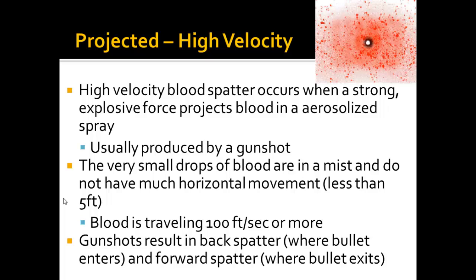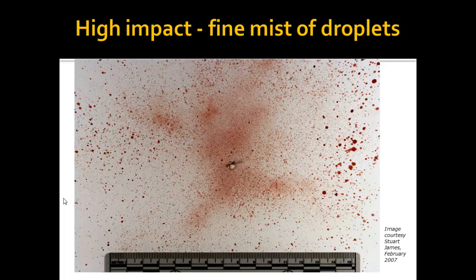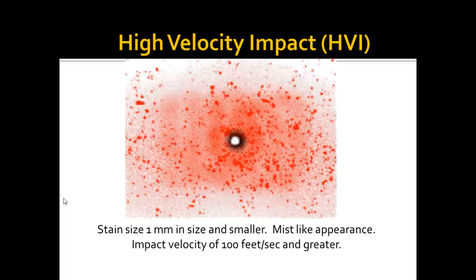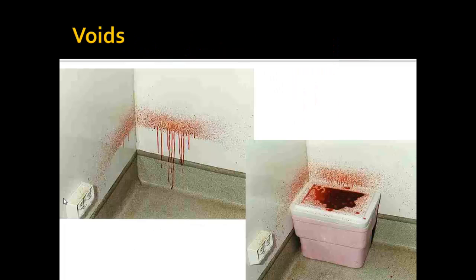High velocity, the best example of high velocity is gunshot wound. That bullet, when it hits the person's body, the blood flies out in a mist. It is traveling really fast, and the mist is actually really fairly small. So the faster the blood travels, the smaller the droplet. Here's some more misting. A bunch of misting pictures. That's kind of zoomed in, but you can see the bullet hole in the middle.